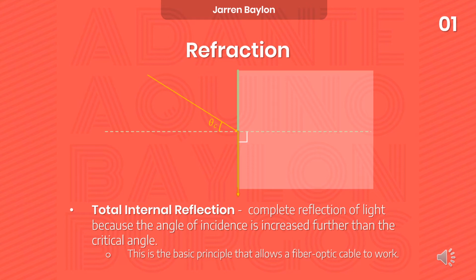Lastly, we have the total internal reflection. This is the complete reflection of light because the angle of incidence increased further than the critical angle. This is the basic principle that allows a fiber optic cable to work.